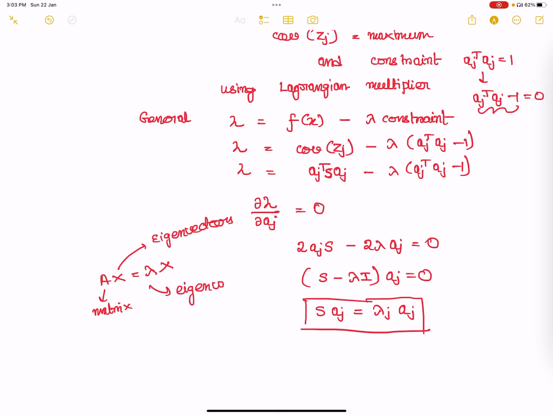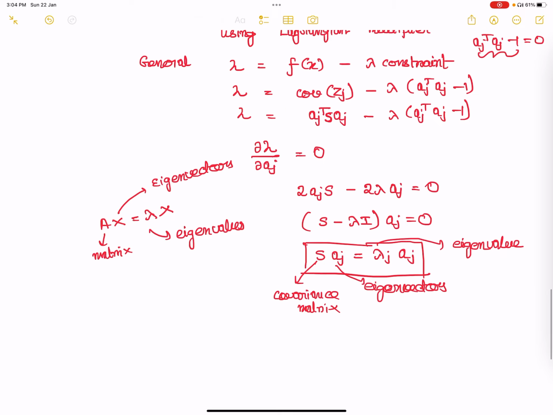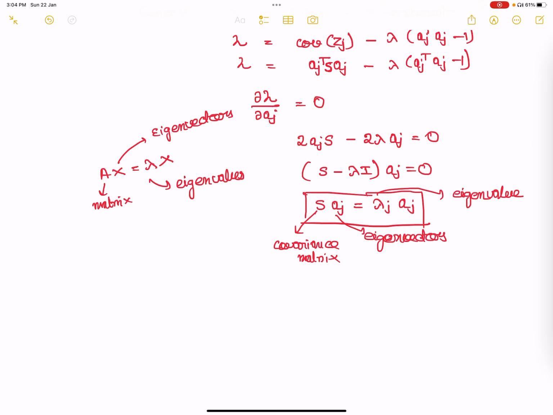Here also we will say the same thing. S is the covariance matrix, aj is the eigenvector, and lambda is nothing but the eigenvalue. Remember, this lambda j which I am writing is for the jth eigenvector. This is the eigenvalue. This is one value only. This is not a vector. So this is what we have got.